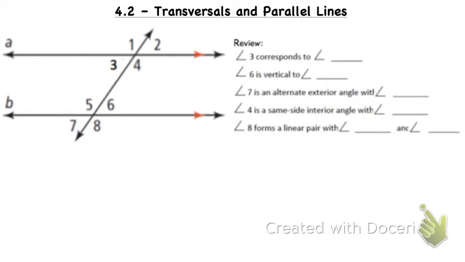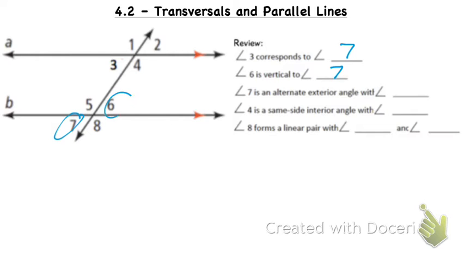Angle 3 corresponds to what angle here? Raise your hand. Elizabeth. 7. Angle 7, very good. Angle 3 corresponds with angle 7. Angle 6 is vertical to what angle? Seth? 4. Okay, it is not vertical to angle 4. Angle 6 is vertical to a different angle. Anyone else want to help me on that one? Oh, 7. Angle 6 is vertical to angle 7.